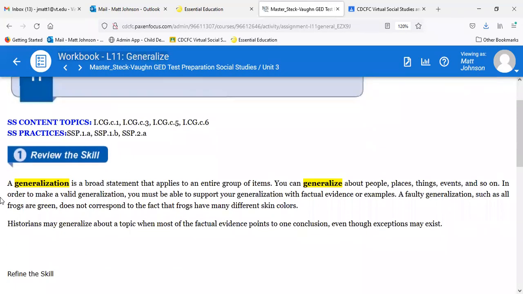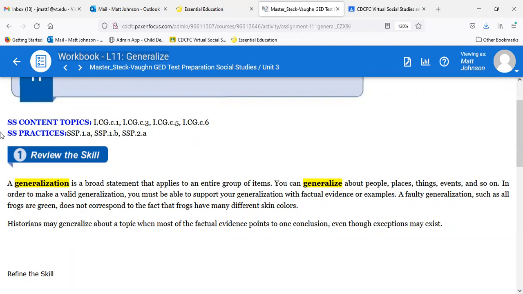And once again, a generalization is a broad statement that applies to an entire group of items. You have to make sure that it applies to that entire group of items and doesn't exclude any. You can generalize about people, places, things, events, and so on. In order to make a valid generalization, you must be able to support it with factual evidence or examples.